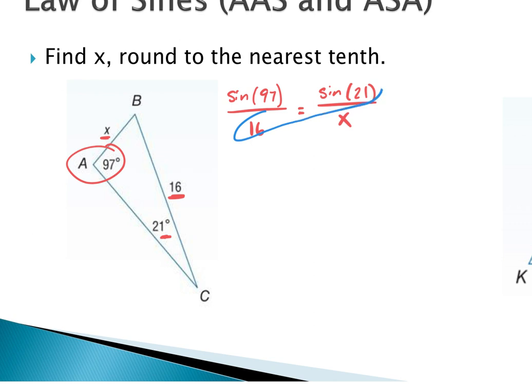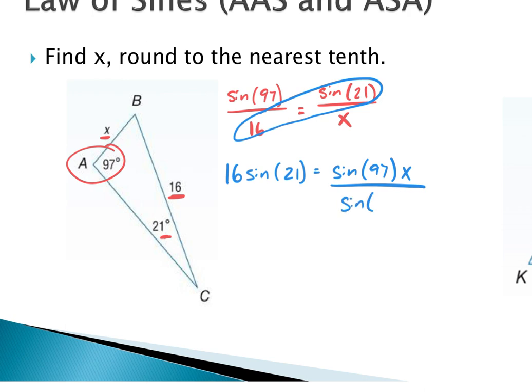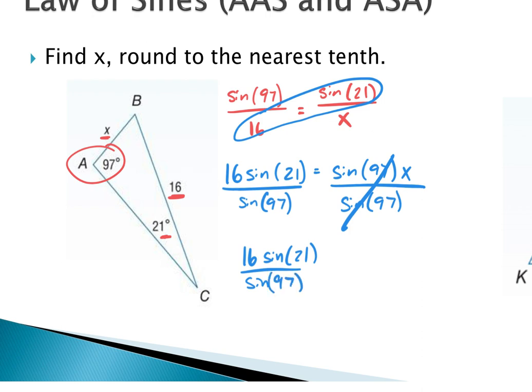So we are going to cross multiply. Now I have 16 sine of 21 is equal to sine of 97 times x. I'm going to divide sine of 97 away from both sides, that way it cancels over here. And now I have 16 sine of 21 over sine of 97. This is calculator ready. This is what you put in the calculator. If you don't get it all the way to here, then you're going to have some issues.